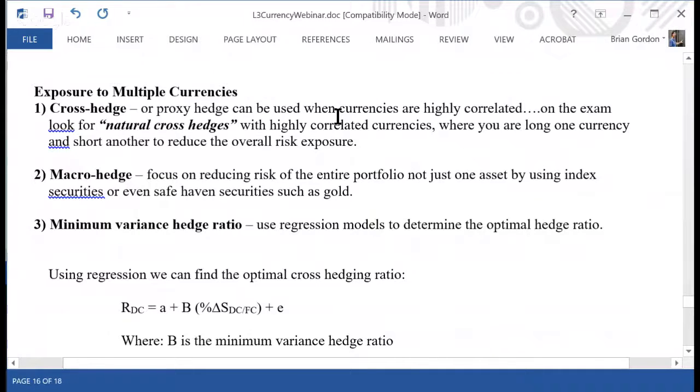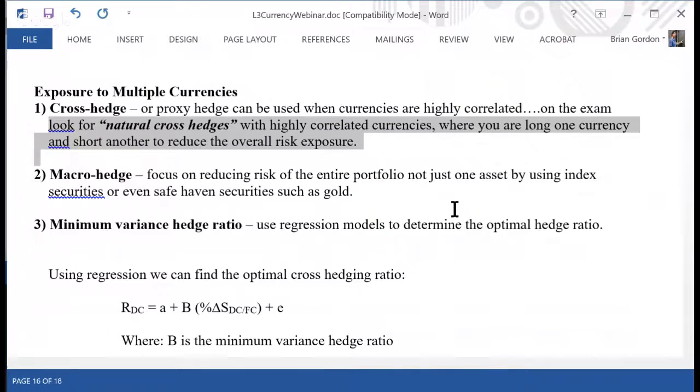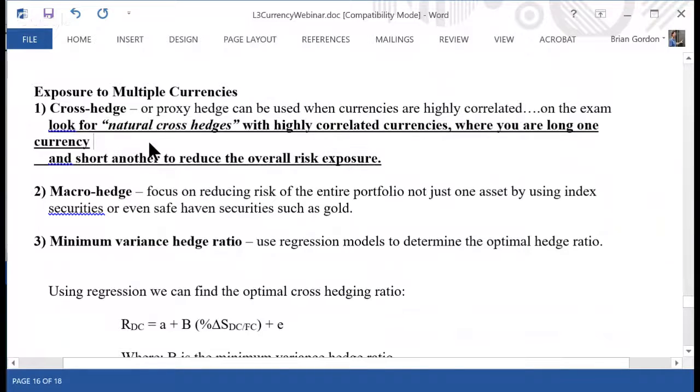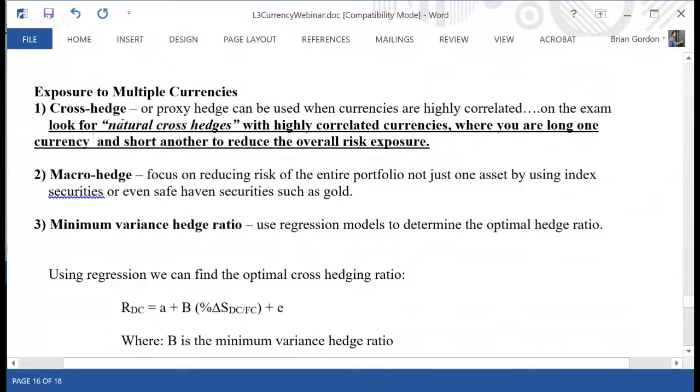But in our curriculum, they start to talk about these natural cross hedges. So these are currencies that are naturally highly correlated. And you're going long one currency and short the other currency, and this creates the risk reducing characteristics. So look for natural cross hedges. That's the level 3 application.